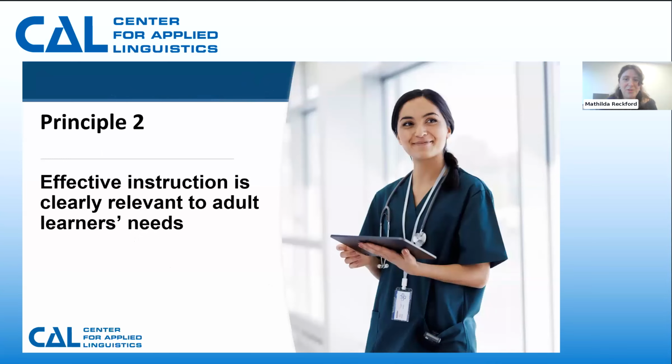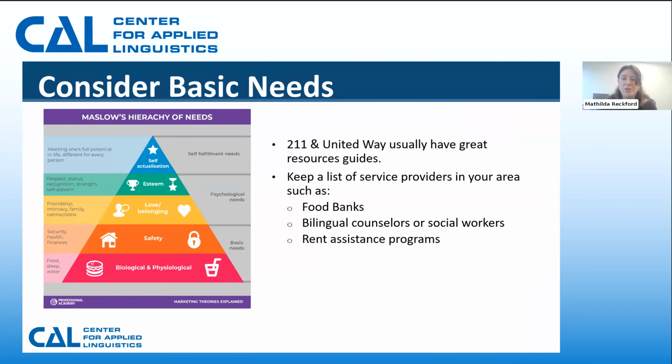Now let's move on to Principle 2. Effective instruction is clearly relevant to adult learners' needs. So we want to note that our adult learners may have challenges meeting their basic needs.